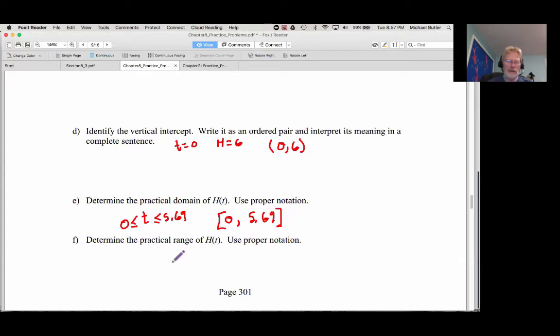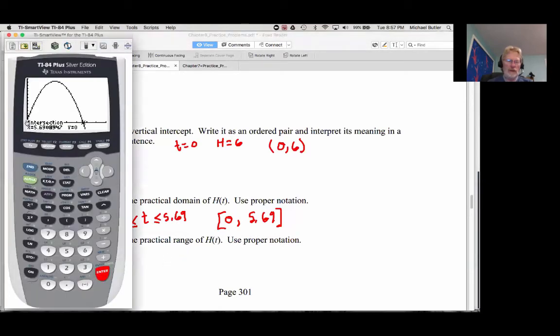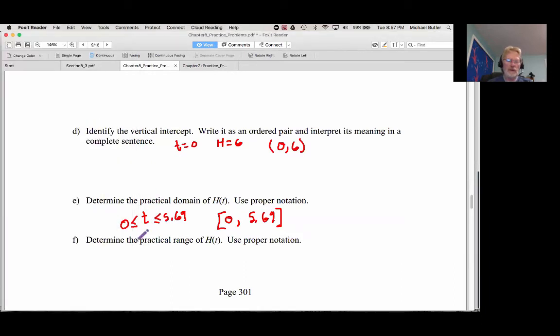All right, what about the practical range of h of t? Well, notice it doesn't start at 6 for our range because we go all the way down to 0, don't we? Because you can be on the ground. When the h is equal to 0, we're on the ground. So that says that 0 is less than or equal to my h, or my h of t, if you'd like to put that in there.